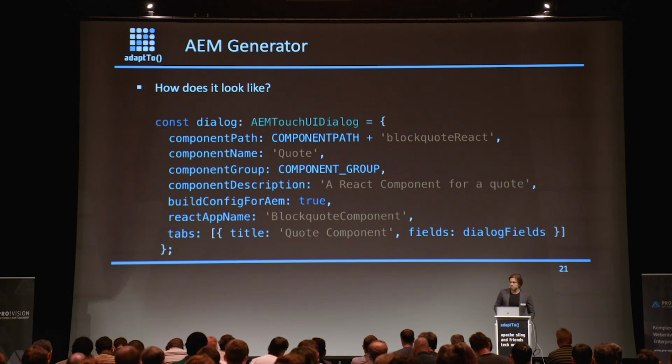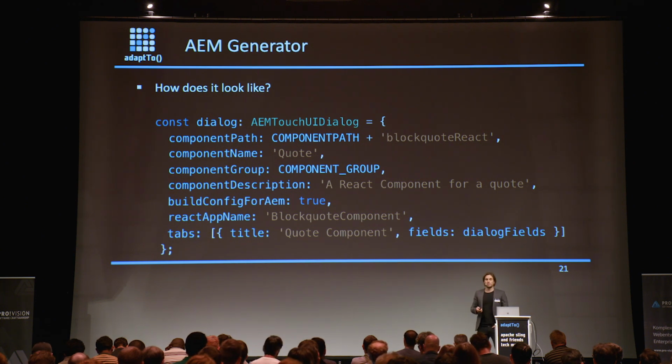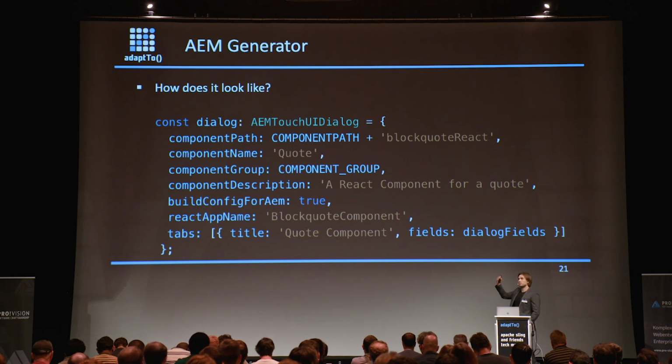So it's an AEM Touch UI dialog. This is an import which is coming from the Node module, from the tool. And then you have the component path. The React developer doesn't even need to know how the structure in the AEM repository looks, because we're just referencing here a variable which sits, for example, in a common TS file or a common JavaScript component or something like that. So this is basically the path in the JCR, and you're just extending the path with your new component name. You could name it whatever you want.